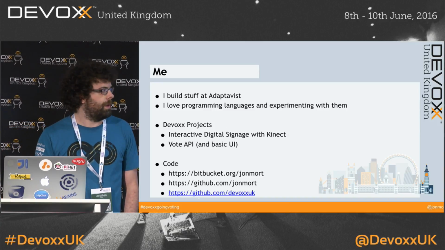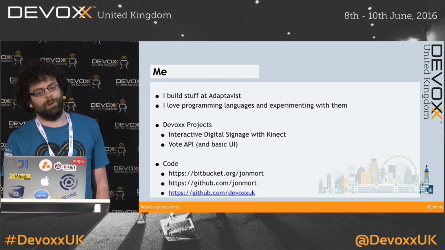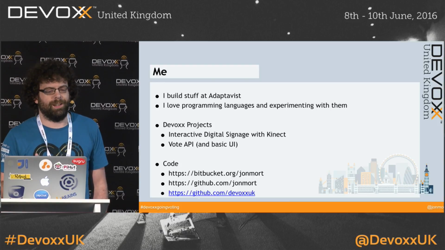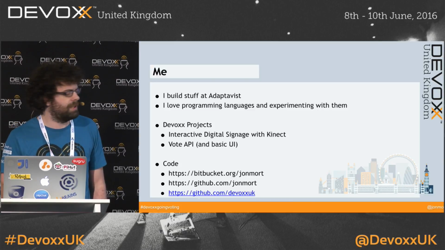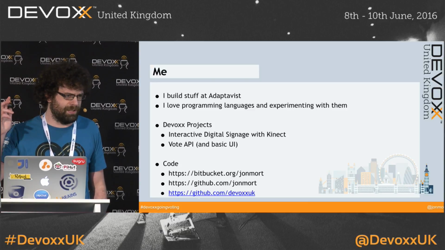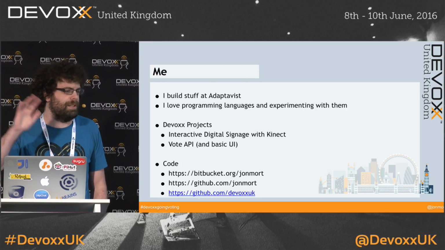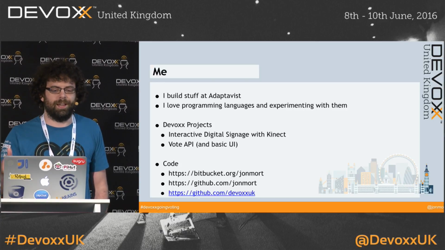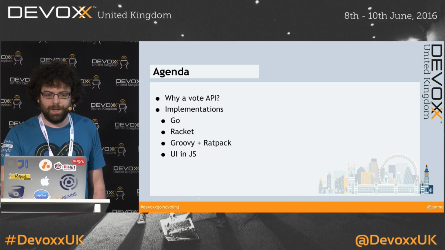So a little bit about me. I work for Adaptivist, who build stuff, and I've got a passion for programming languages and experimenting with them, building things. I've done a couple of Devoxx projects before. We did an interactive digital signage with the Kinect, so you could go up and interact with the signage, and the Vote API, and all the code is available if you want to go and check that out.